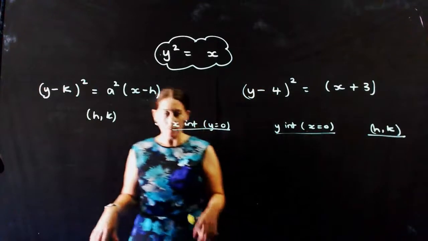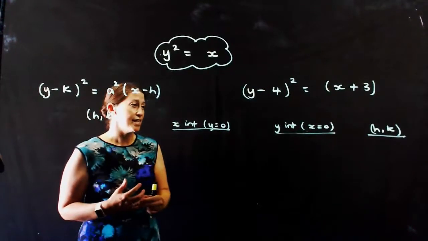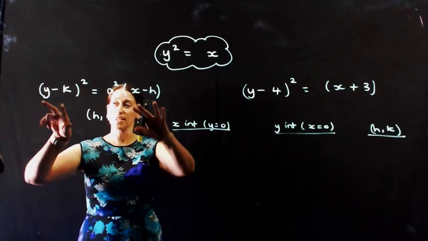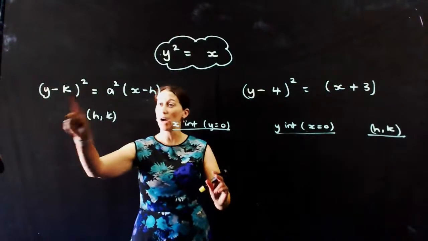Let's have a look. So to find the x-intercept, I'm going to sub in when y equals 0 in here. So I'm literally just looking at this form. Oh, I'll tell you what we can do. We can work out what h and k is first.